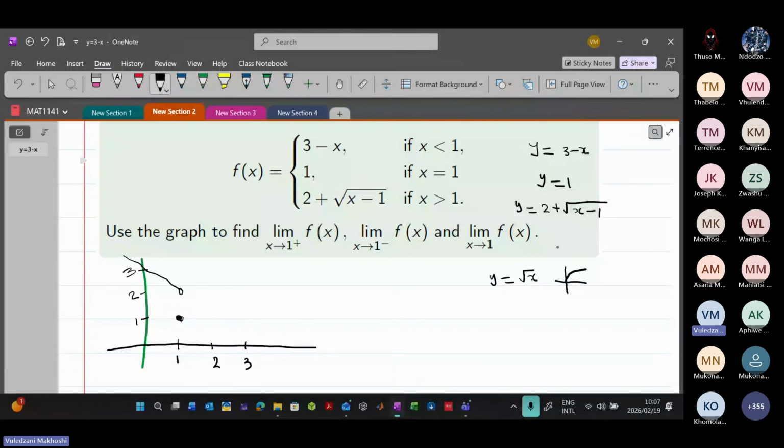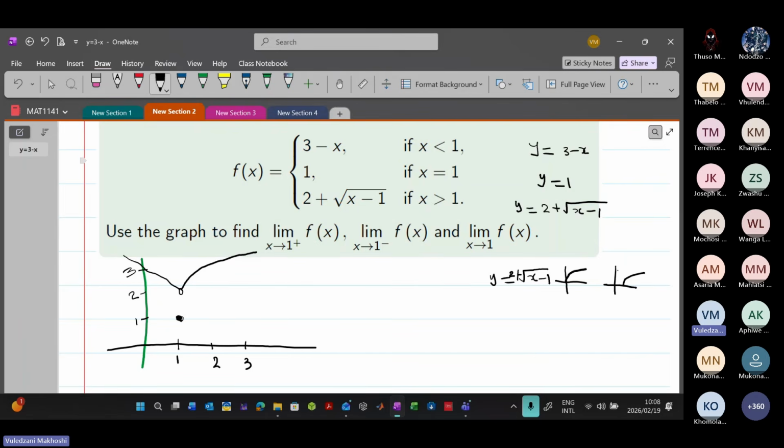So in this case, we are shifting this to the right by 1 unit. So shift to the right by 1 unit, it will be like this. Then when we add a 2, it is like moving this graph up 2 units. So here we have a 2, and then we moved it 2 units up. It's a graph going like that.